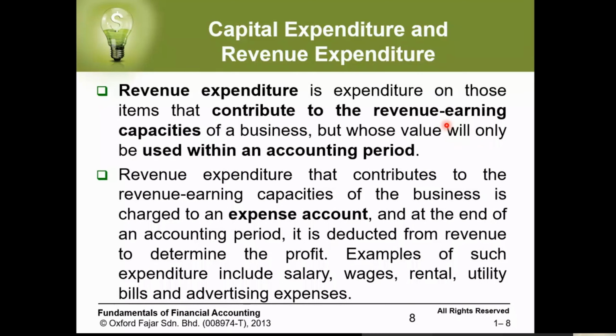Such items contribute to the revenue earning capacity of the business and are charged in an expense account, and at the end of an accounting period, they are deducted from the revenue. For example, we have wages, rental, utility, salary, and advertising expenses. All of these expenses we can consider as revenue expenditure, which is going to be spent within a financial period. One financial period is either a year or a month, mostly a year. So this is going to create profit for us.